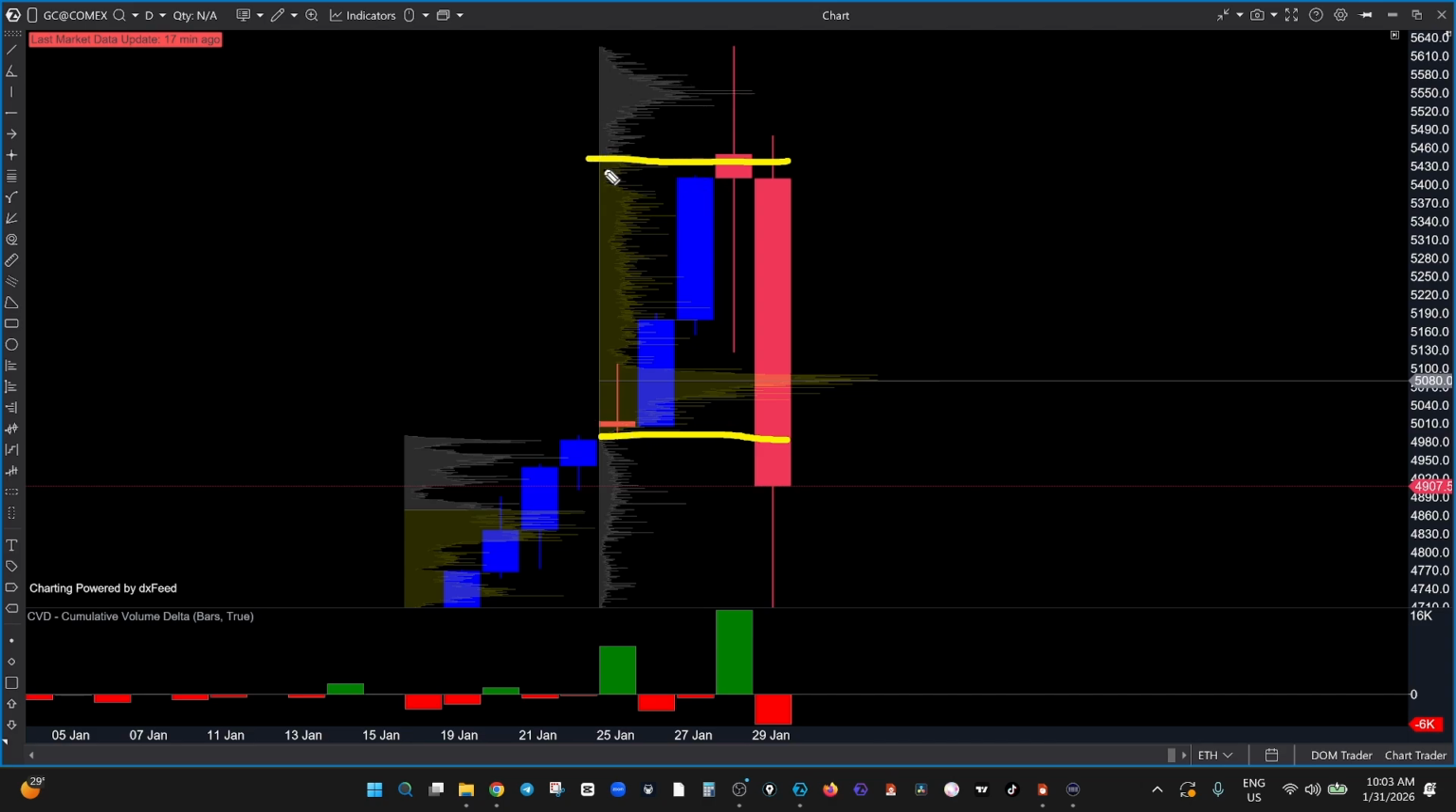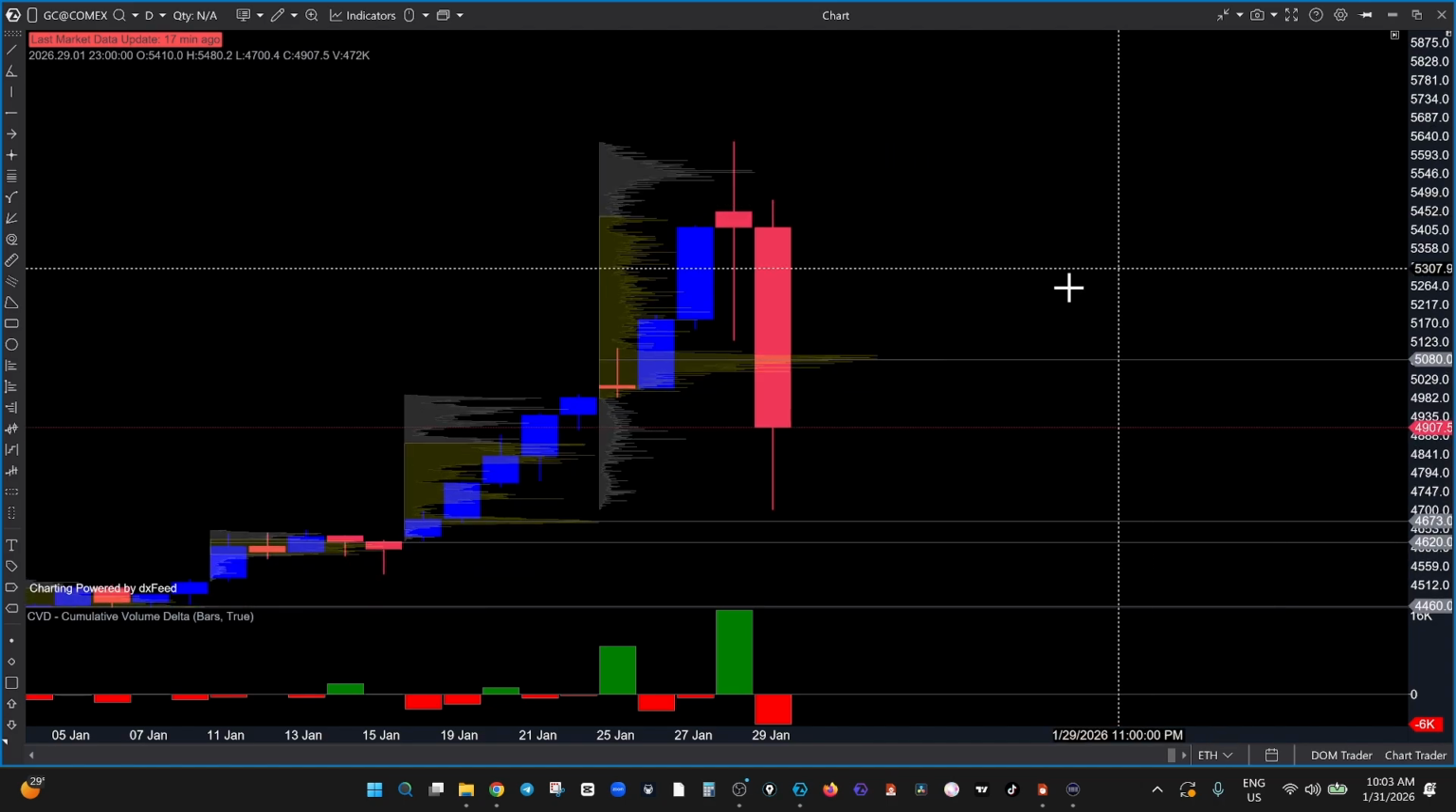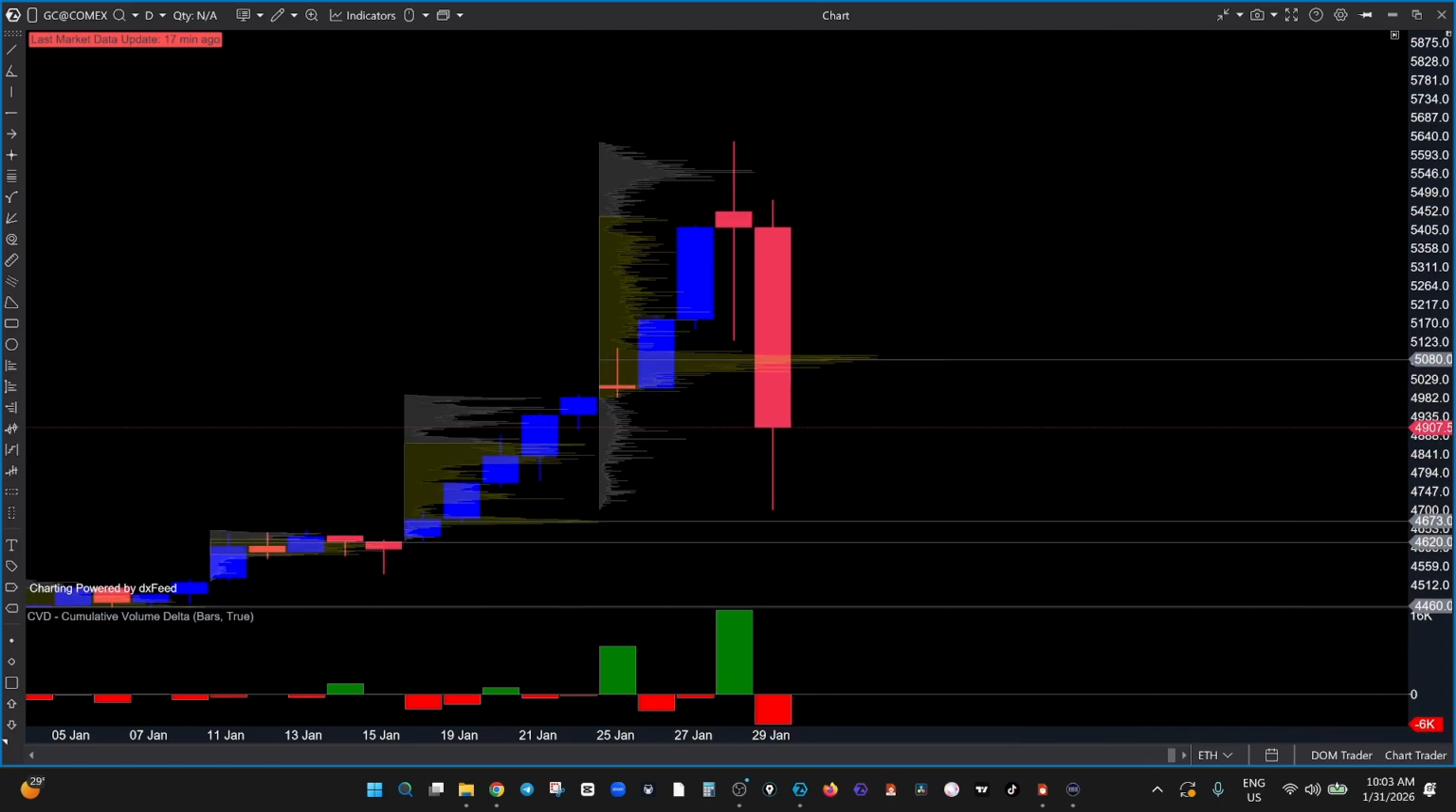As you can see, we couldn't close above this area, this value area high. What happened? We closed below. So this market now, the gold market, is now bearish. All right, the gold market is bearish. So what you need to be looking for next week is look for bearish trade setup next week. Simple as that. Either at the retest here, and you can see high volume nodes here, and use that to gauge your entry.